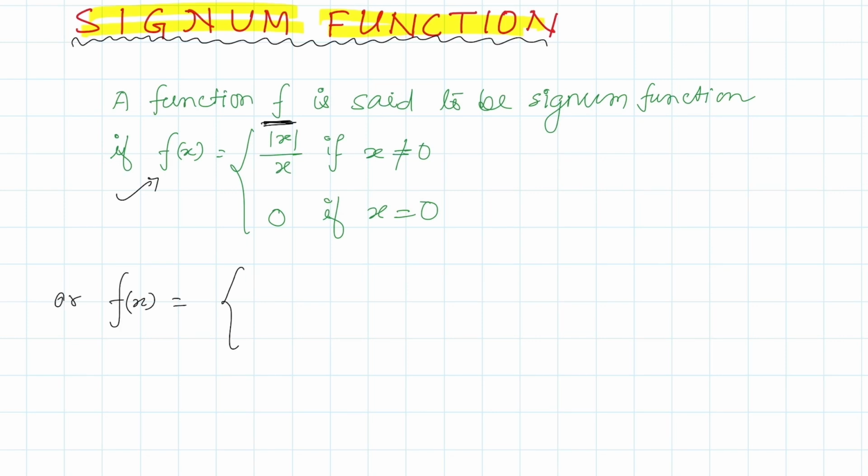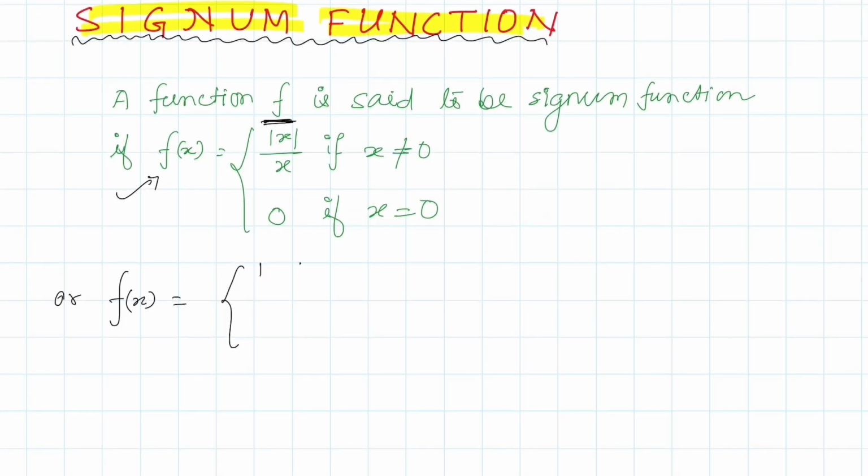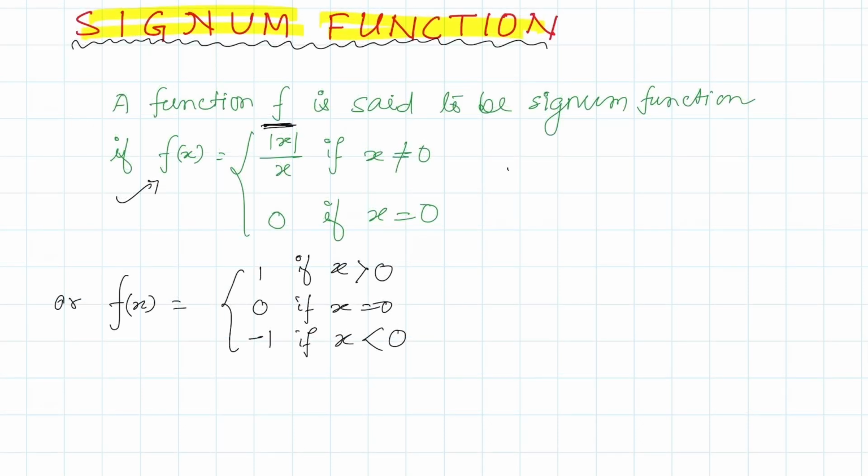Now this function f of x can also be written as f of x is equal to 1 if x is greater than 0, 0 if x is equal to 0, or minus 1 if x is less than 0. Now you see for x greater than 0, f of x is mod of x by x, which is equal to 1.